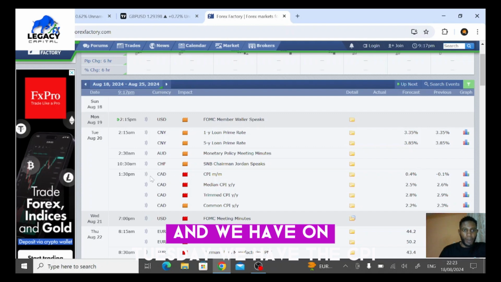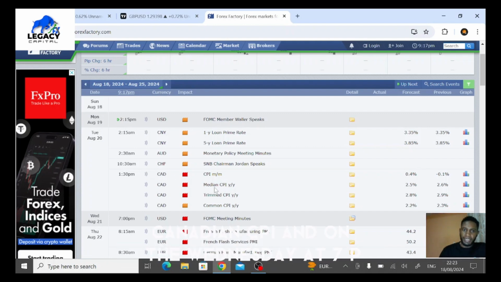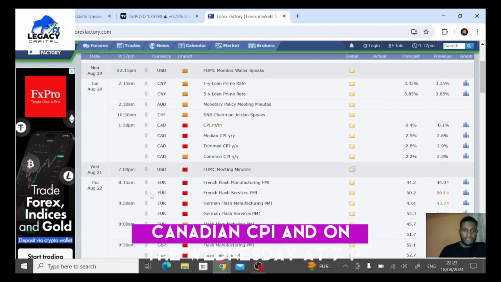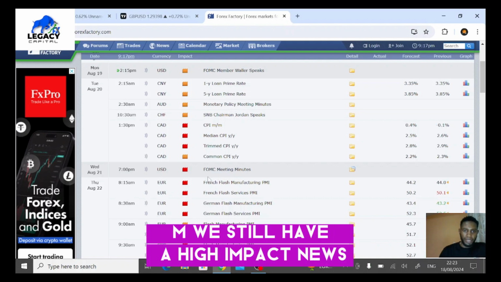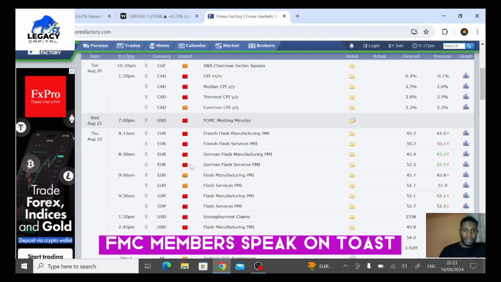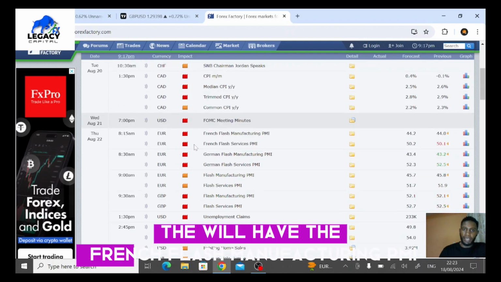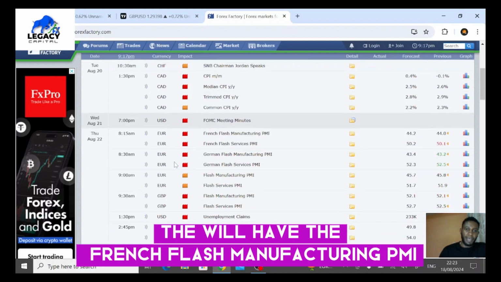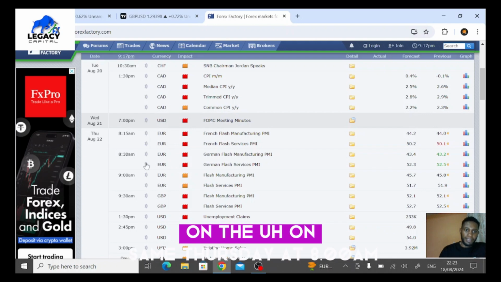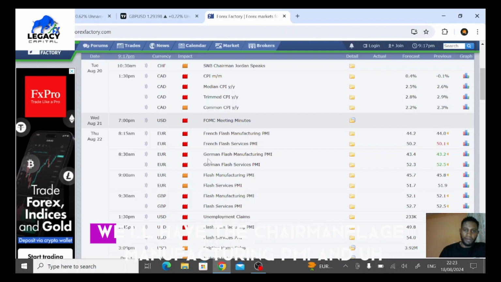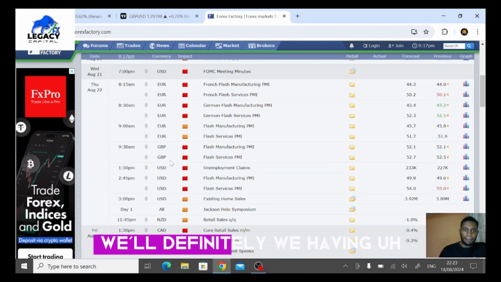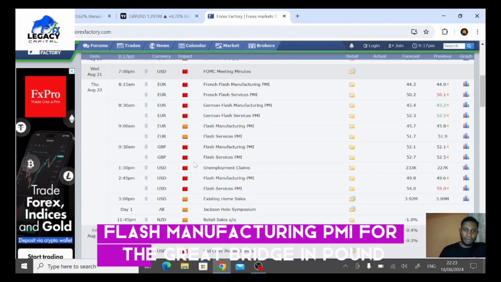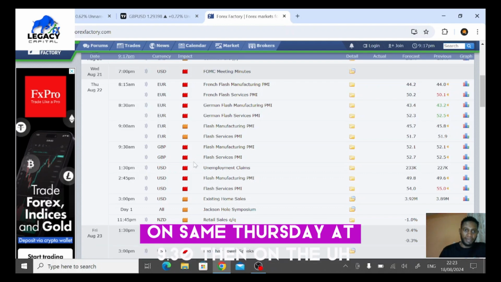Then on Tuesday we have the Canadian CPI, and on Wednesday at 7 p.m. we still have a high impact news, FOMC members speak. On Thursday we'll have the French flash manufacturing PMI, and on the same Thursday at 8:30 a.m. we'll have the German flash manufacturing PMI, and we'll definitely be having the flash manufacturing PMI for the Great Britain pound on the same Thursday at 9:30.